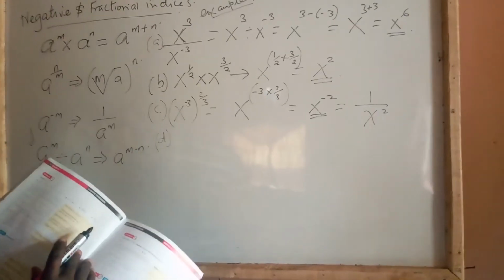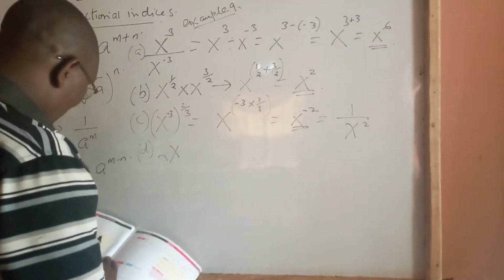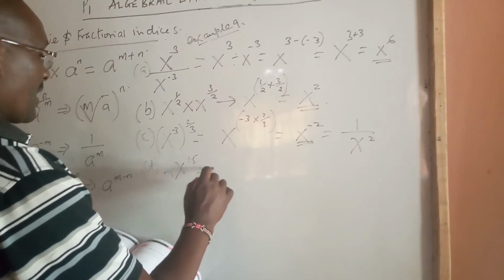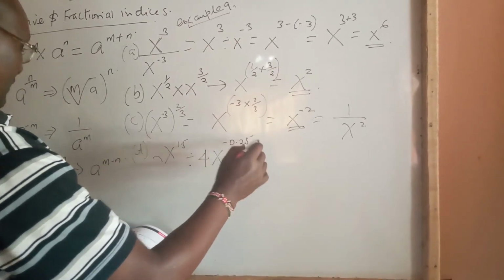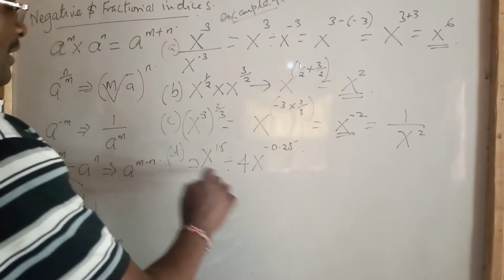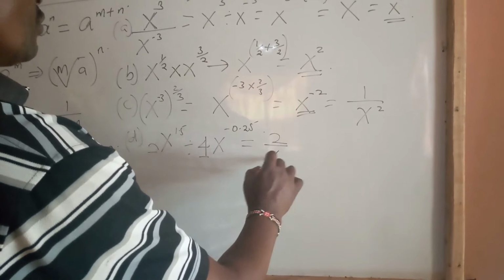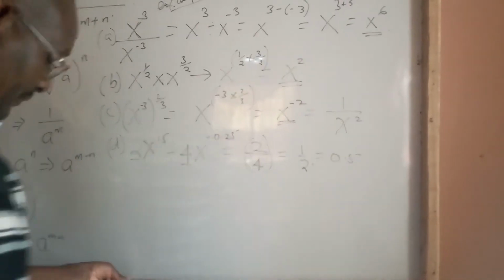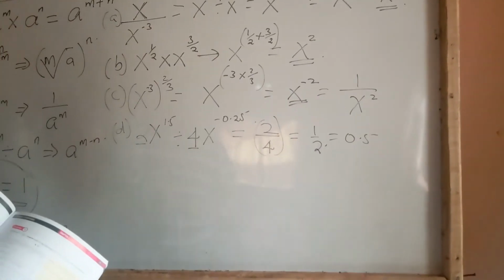Part D talks of 2x raised to power 1.5 divided by 4x raised to power negative 0.25. It goes without saying that we have whole numbers here, so the whole numbers will divide each other. First of all, 2 over 4 is basically a half, or 0.5. That is as far as the whole number quotient is concerned.